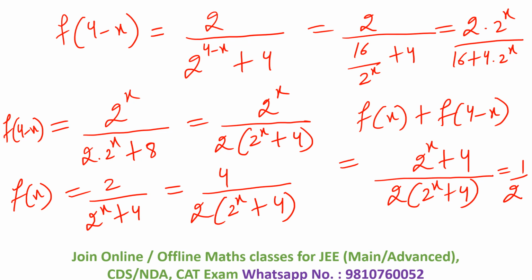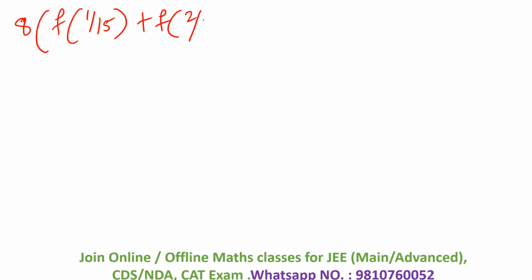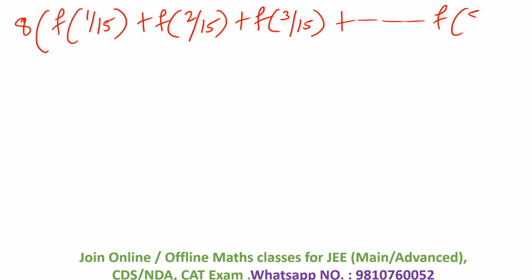Now we will be using this property and find the value of the expression. Now students, we have to find the value of the expression 8 times, inside the bracket, f(1 upon 15) plus f(2 upon 15) plus f(3 upon 15) and so on till f(59 upon 15). Now inside the bracket we are having 59 terms.